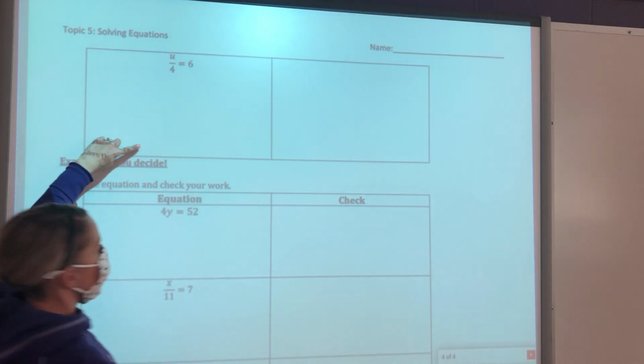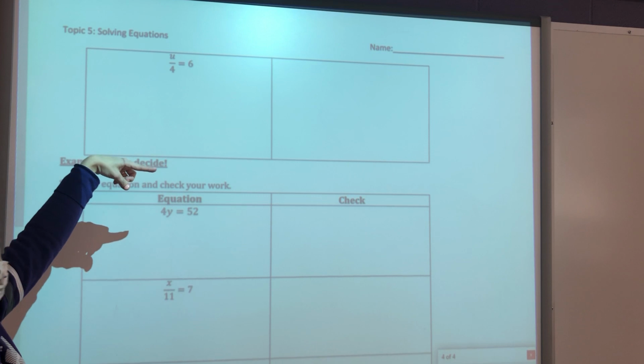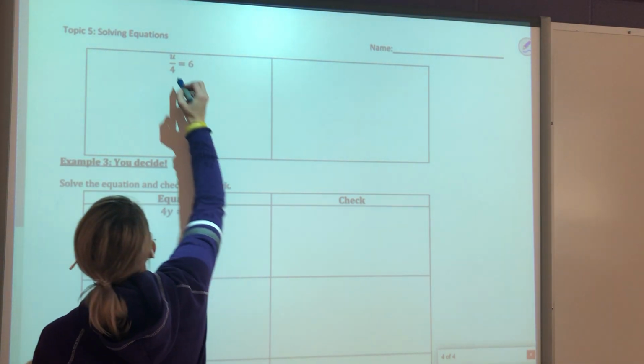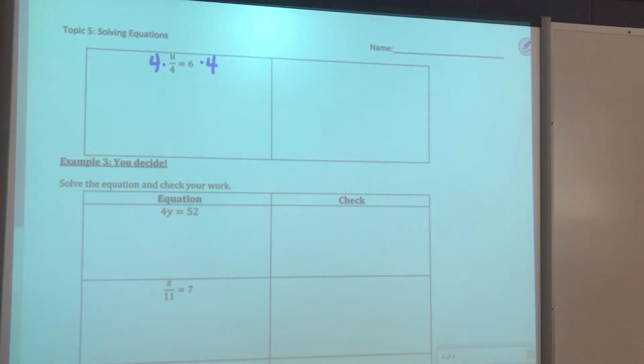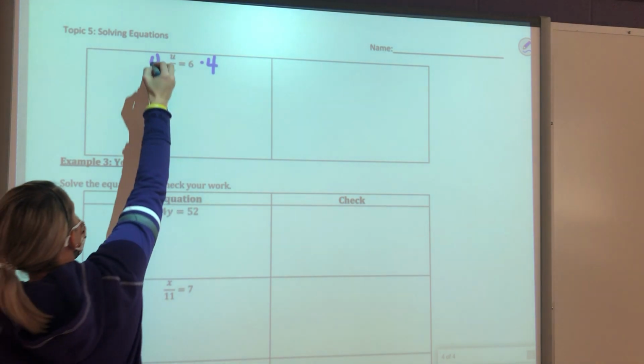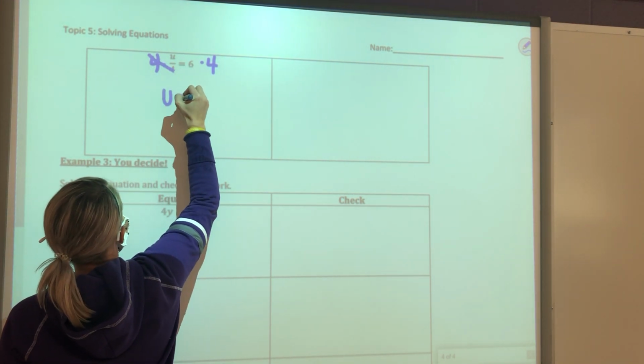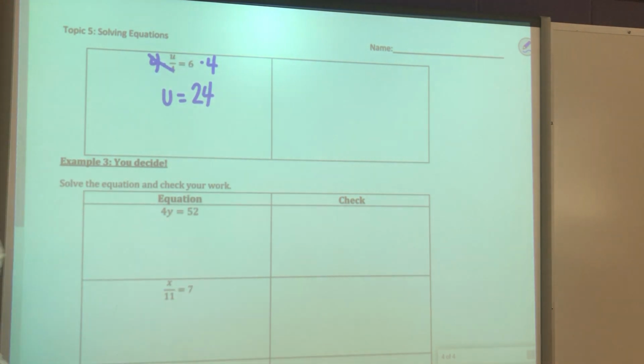u is being divided by 4. What's the inverse of dividing by 4? Multiplying by 4. So I'm going to multiply left and right. Okay, what happens to my 4s? They cancel out. Okay, so I'm left with u equals 24.